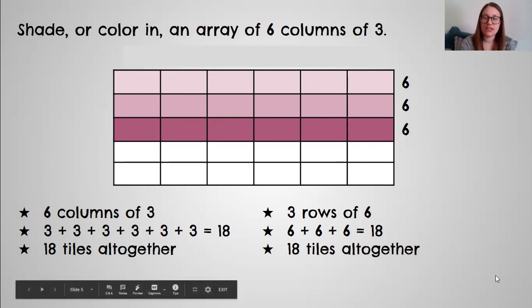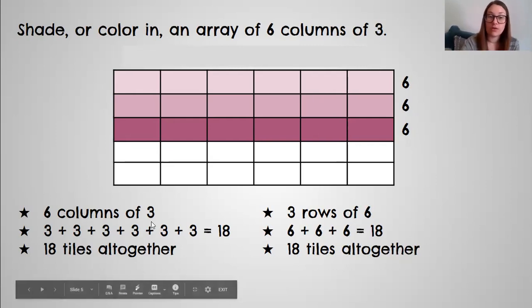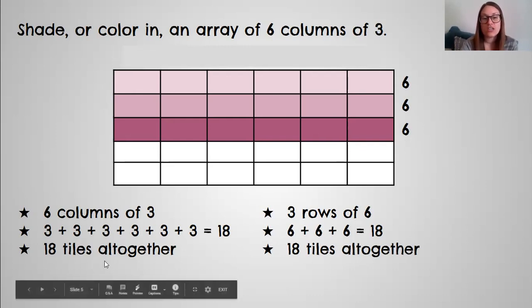I want you to look carefully at this, second grade. Sometimes more than one thing can be true about an array. We can talk about the columns and we can tell how many columns there are, or we can talk about rows and tell how many rows there are. We can make a repeated addition equation to match the columns, or we can make a repeated addition equation to match the rows. What doesn't change is the total number of tiles. In your array, your total's always going to be the same.